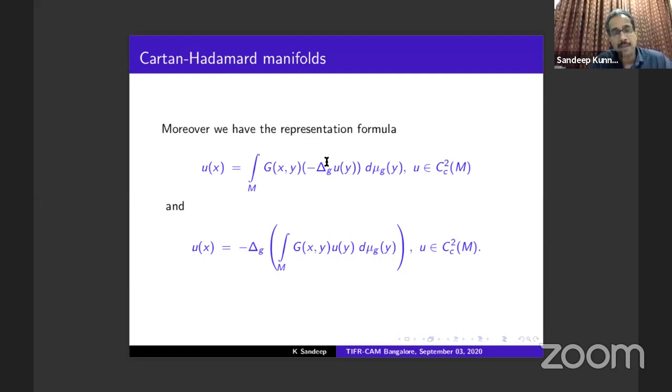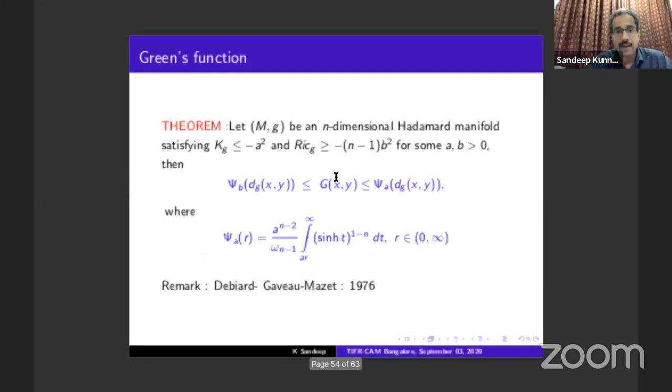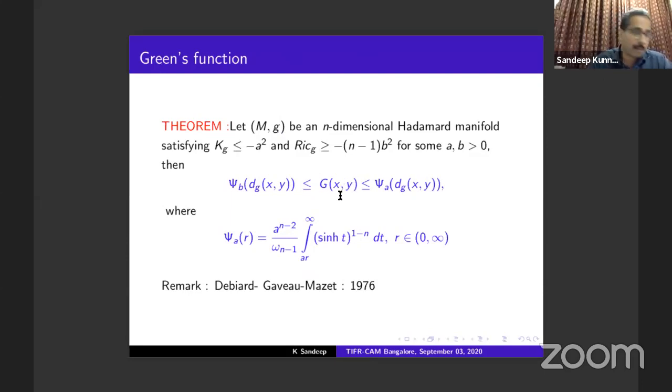And recall from the definition that this is nothing but the second order gradient, the Laplacian. So you indeed have a representation for u using the second order gradient here. And under our conditions, the Green's function estimates can be even better.